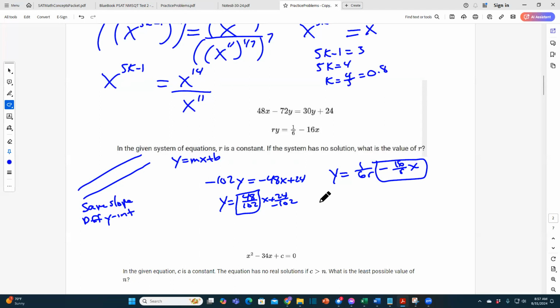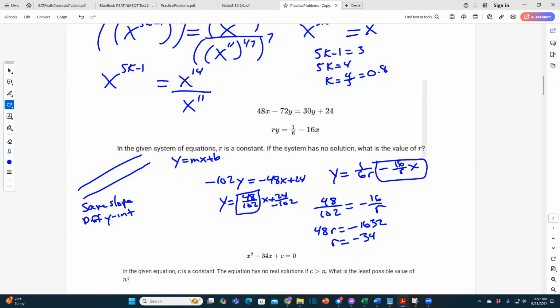Okay, so those are our slopes, 48 over 102 equals negative 16 over r. And we can cross multiply. 48r equals negative 16 times 102. Okay, so negative 16 times 102 divided by 48. Okay, so negative 34.